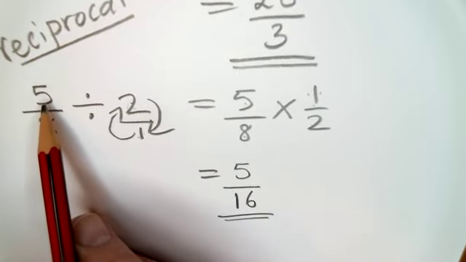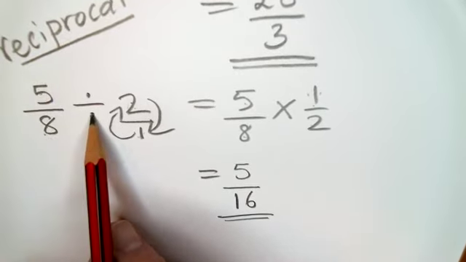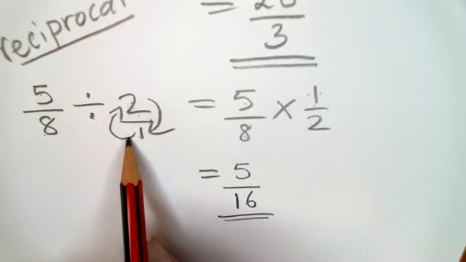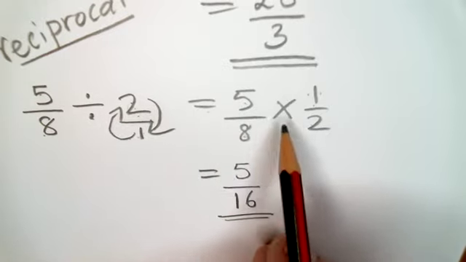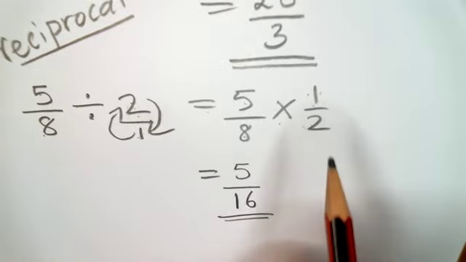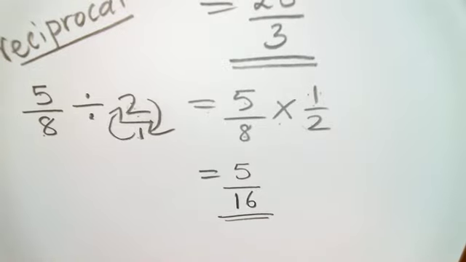So 5/8 divided by 2, or 2 over 1, same thing, is the same as 5/8 times its reciprocal, 1/2. And there is the answer.